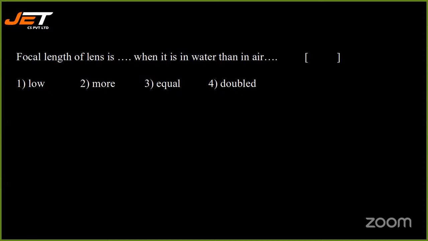So basically, what happens? Air is a rarer medium, water will be a denser medium. The focal length will be obviously more, right? Because it will be bent towards the normal. So the focal length will be more.